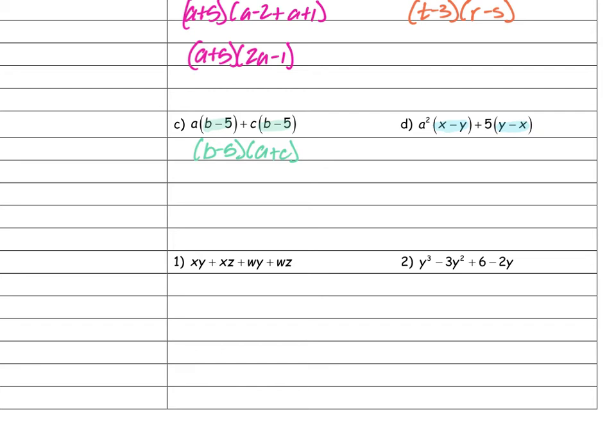I can factor out. If I factor out a -1 on the second problem, that changes my y minus x to x minus y. So I'm going to do a little factoring first before I actually factor. A squared times x minus y. And then if I factor out a -1, this becomes -5. And then I get x minus y. It changes my signs, right? And now I have the same terms inside my parentheses. So I can say this is x minus y times a squared minus 5.